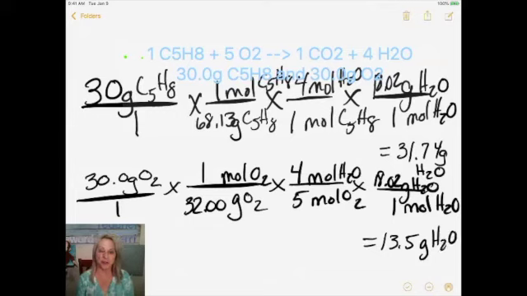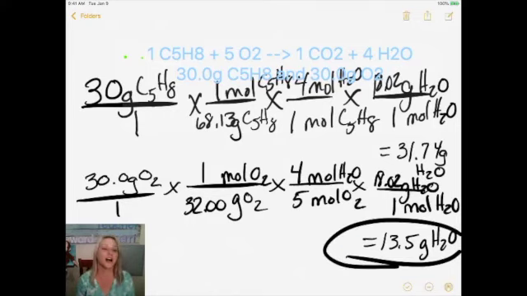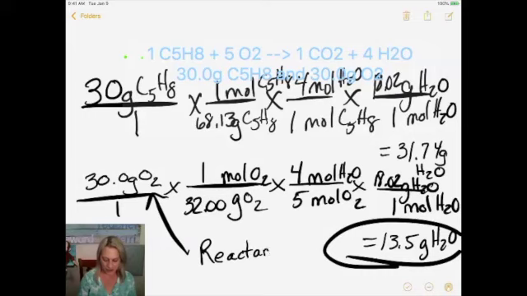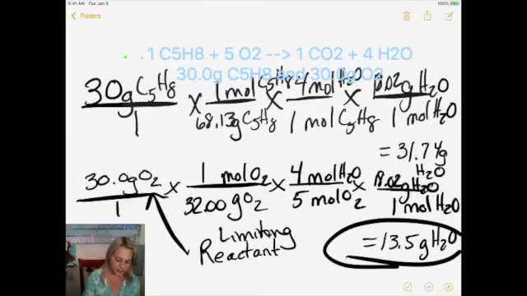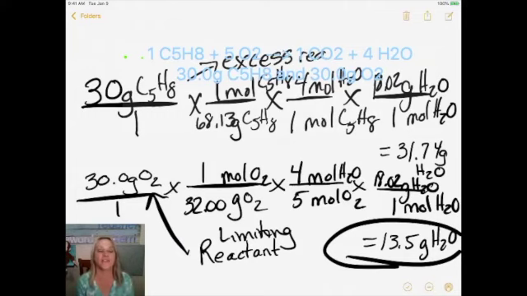When I look at both of these numbers, if I want to know how much water can be made, I have to look at which mass is smaller. So this number here, 13.5, is smaller because that means that we have run out of oxygen before we have run out of C5H8. So this is what we call the reactant that is limiting. So the limiting reactant is oxygen. And then the one that makes too much is what we call the excess reactant. So that means that we have more C5H8 than what we need to pair up with oxygen to make our final product.